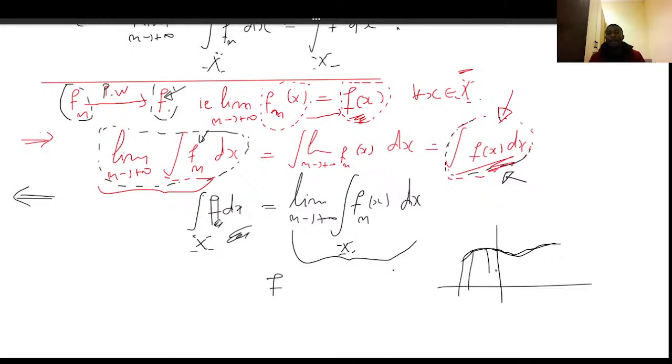And if we can make this sequence of functions converge to our function f, and we can make this sequence increasing, then we know for sure, using this theorem, that the integral we want will be the limit of the simple integrals that we can compute easily.